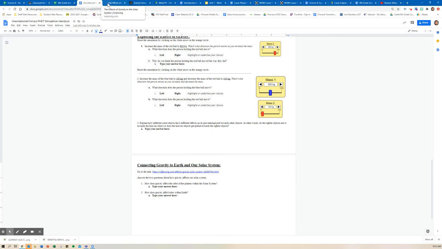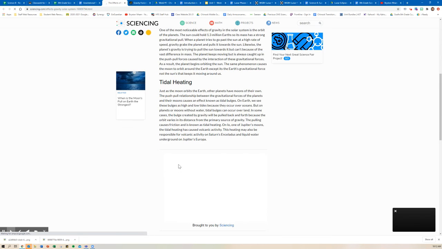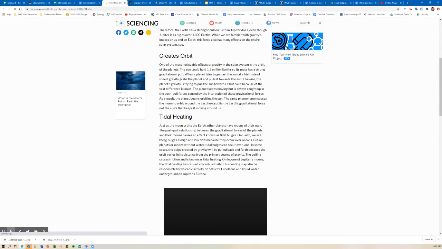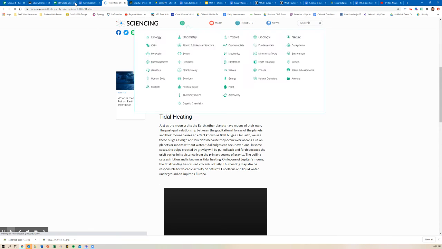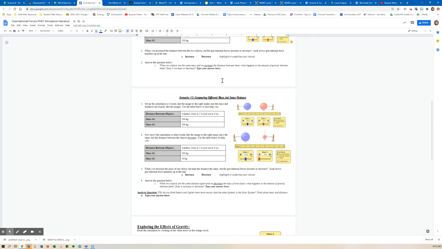I'm talking about this because we're slowly going to start moving towards tides tomorrow. Whenever this article loads, it's a short article and it shows the effects of gravity in the solar system. Like I've said before, do not read the entire article. Look for the sections that are relevant to the questions I'm asking, answer those questions, and then you can turn in this assignment.